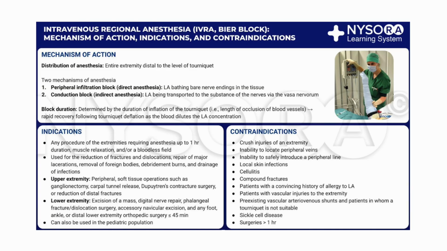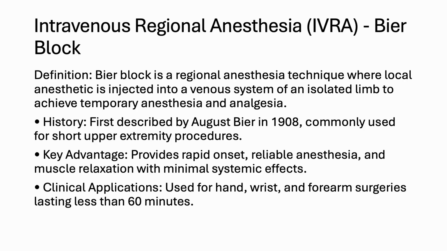All right, here's some indications and contraindications to review. All right, so it's a regional anesthesia, as we said, technique where local anesthetic is injected into the venous system of an isolated limb to achieve temporary anesthesia and analgesia. It was first described by August Bier in 1908, and it was commonly used for short upper extremity procedures. The key advantage is it provides rapid onset, reliable anesthesia, and muscle relaxation with minimal systemic effects. We use these still for hand, wrist, and forearm surgeries lasting less than 60 minutes.